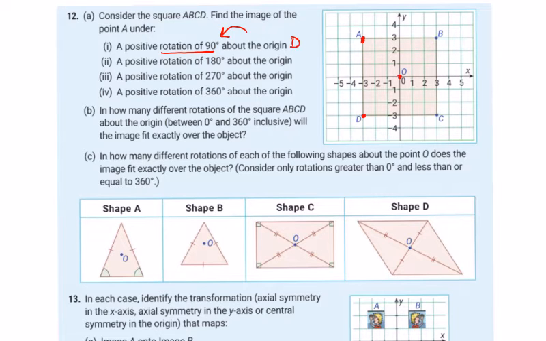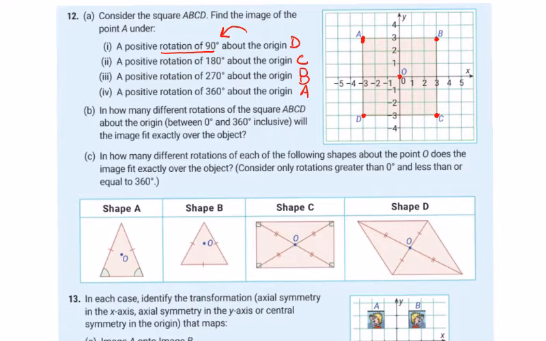A positive rotation of 180 would do another one. It would end up at C. 270 would end up at B. Third one around, sorry, B. And a rotation of 360 would get it all the way back to the start again, to A.